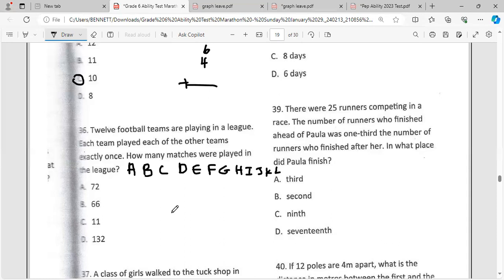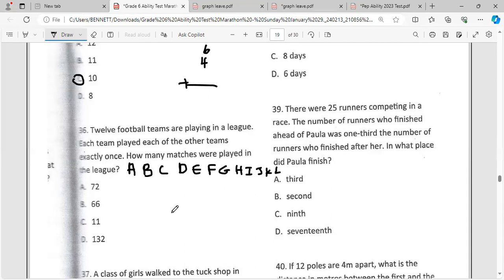I want to count out how many 12s there are. That's why I got my answer, sir. If you don't understand me, I'm going to send it to you in WhatsApp. Sir, I got 72. Oh, you got 72. Share with us.